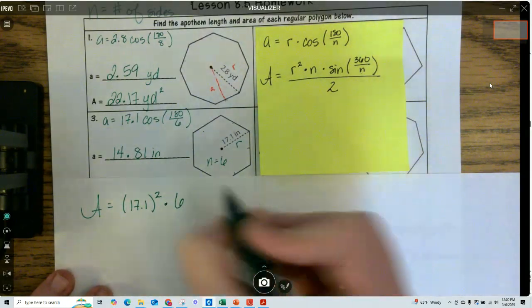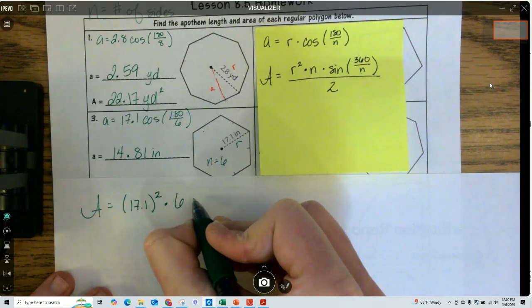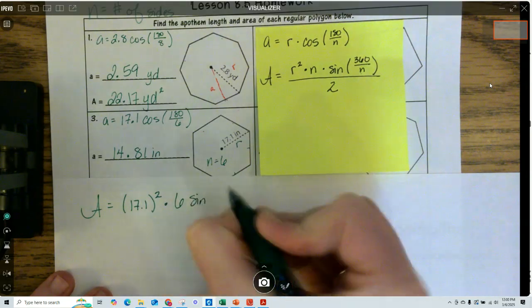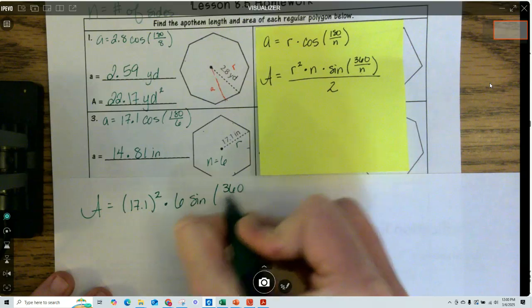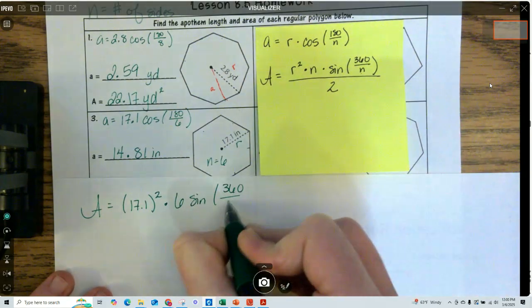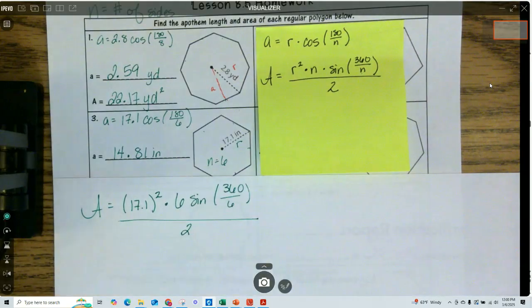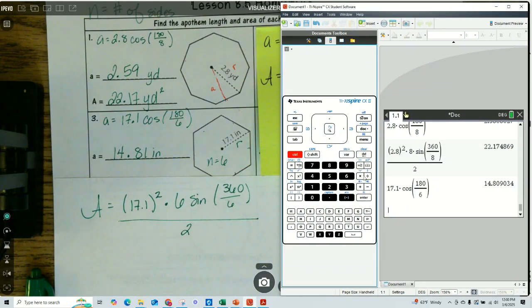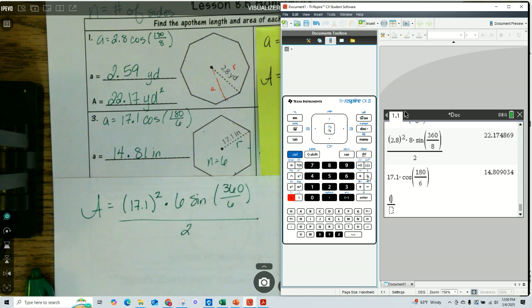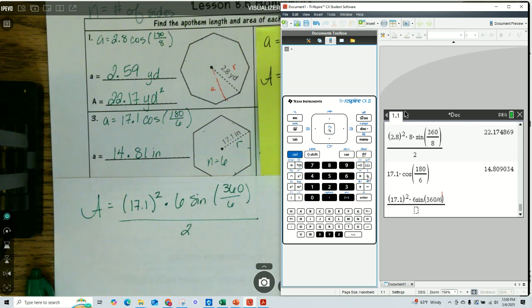6. And then sine of 360 over that n again, 6, and then all of that's over 2. So it's plug and chug, is what it is. Put the pieces in the right places. 360 over 6, over 2.